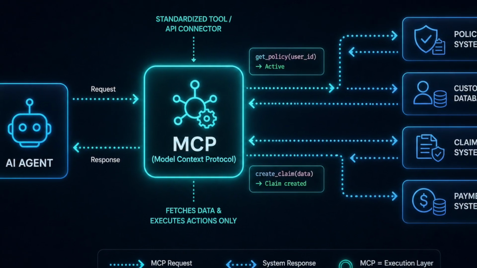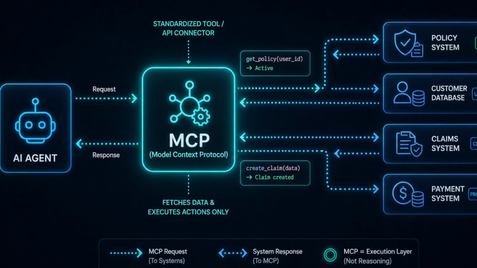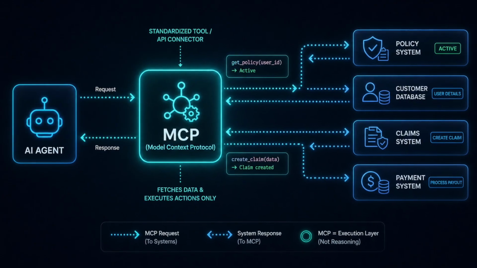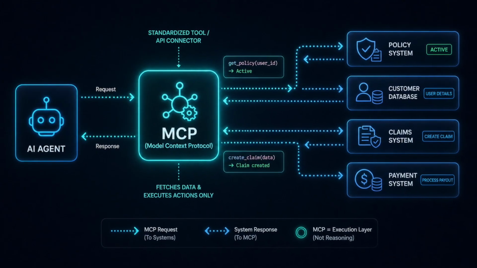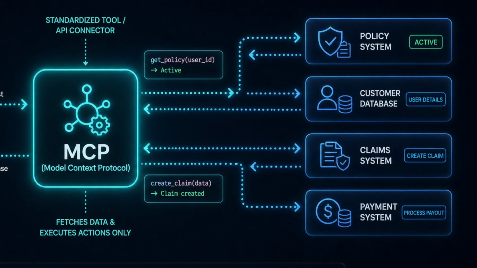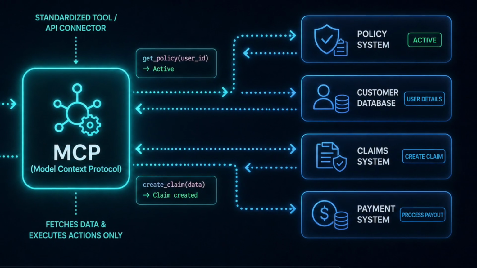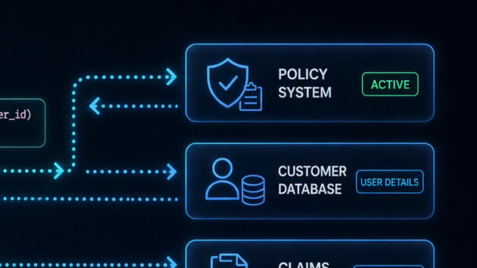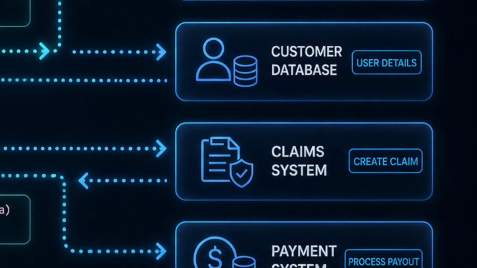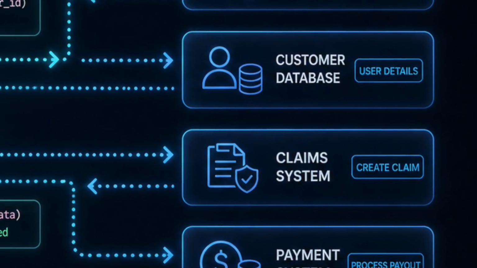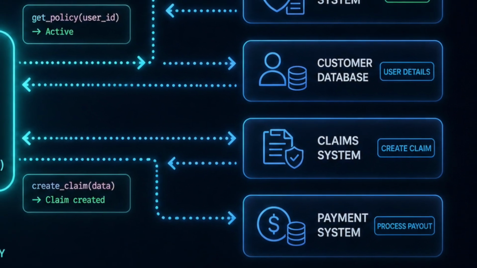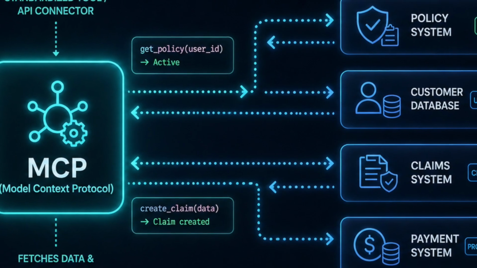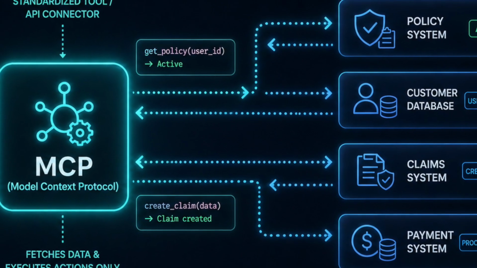MCP stands for Model Context Protocol. Instead of writing custom code for every single database or API, MCP provides a standardized, universal plug-and-play connector, allowing the agent to talk to any tool or system in a consistent way. Systems involved here: policy system, active-inactive; customer database, user details; claim system, create claim; payment system, process payout. Example: get policy, user ID, active; create claim, data, claim created.